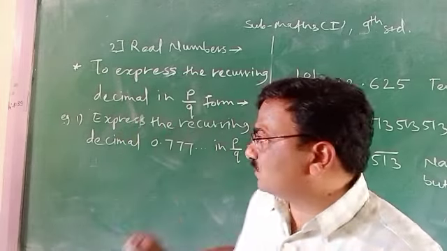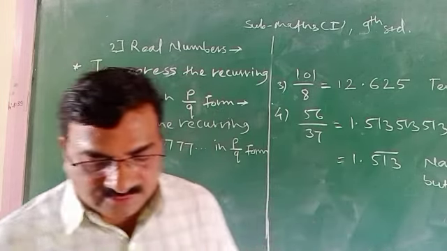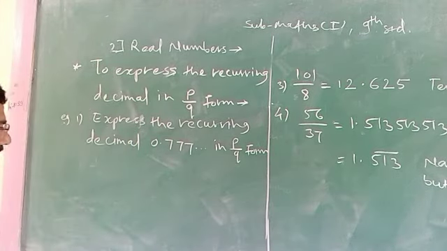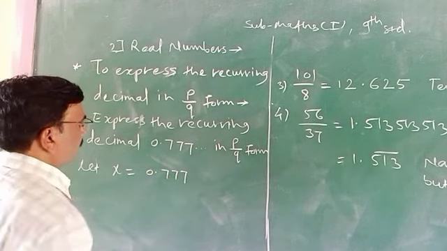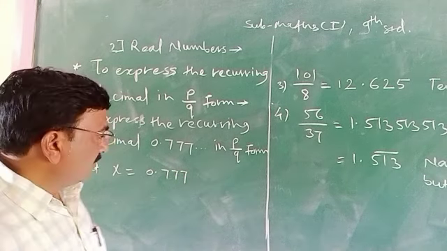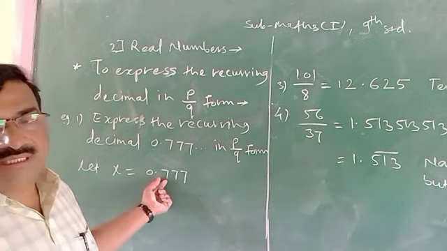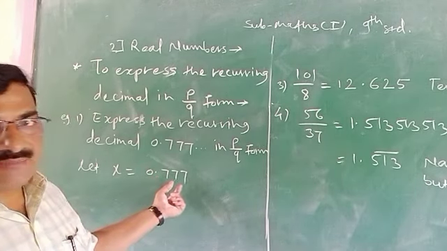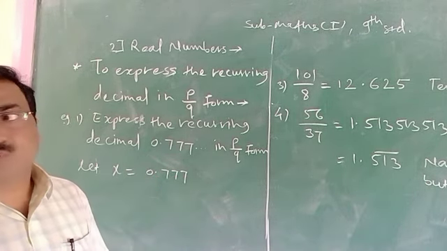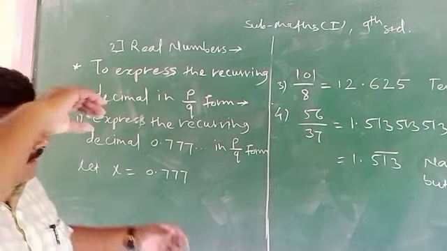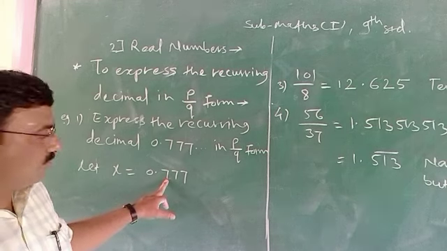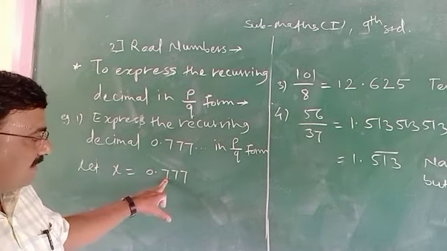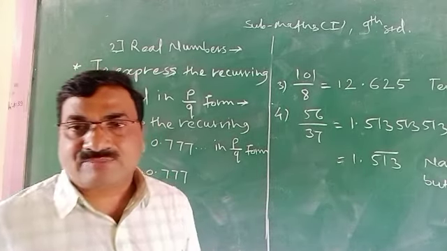If you observe that number, first we have to assume it is equal to x. Let x be that number. Then how many digits are there after the decimal point? Observe the same type of digits. Sometimes there may be a group, a 2 digit group or a 3 digit group. This is the 1 digit number 777. There is only one type of number here.